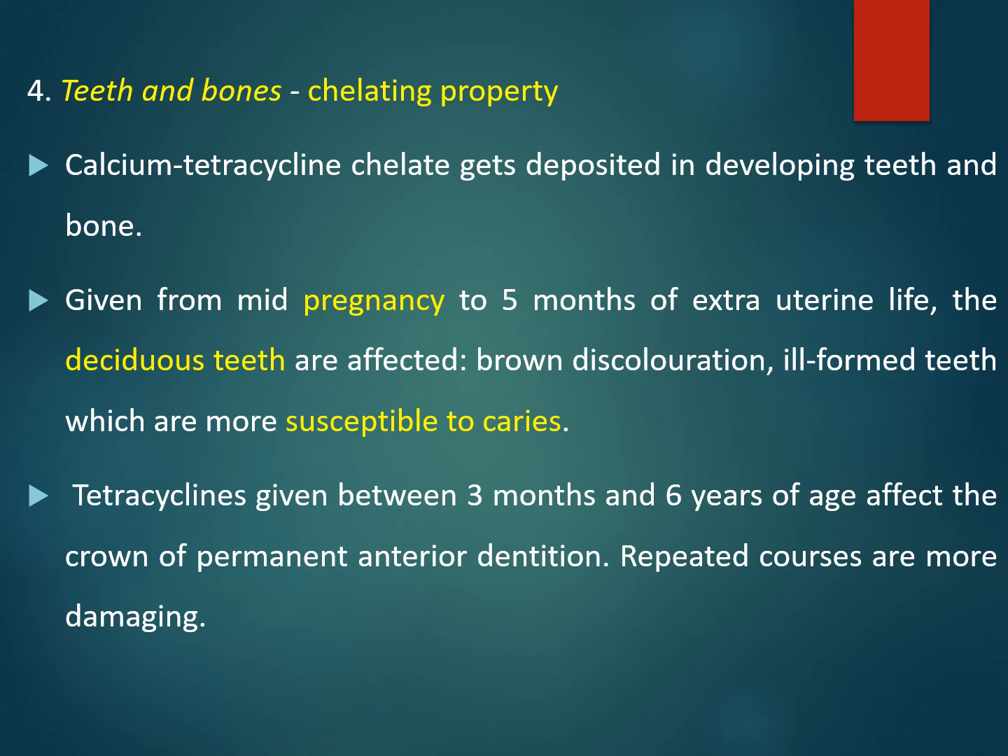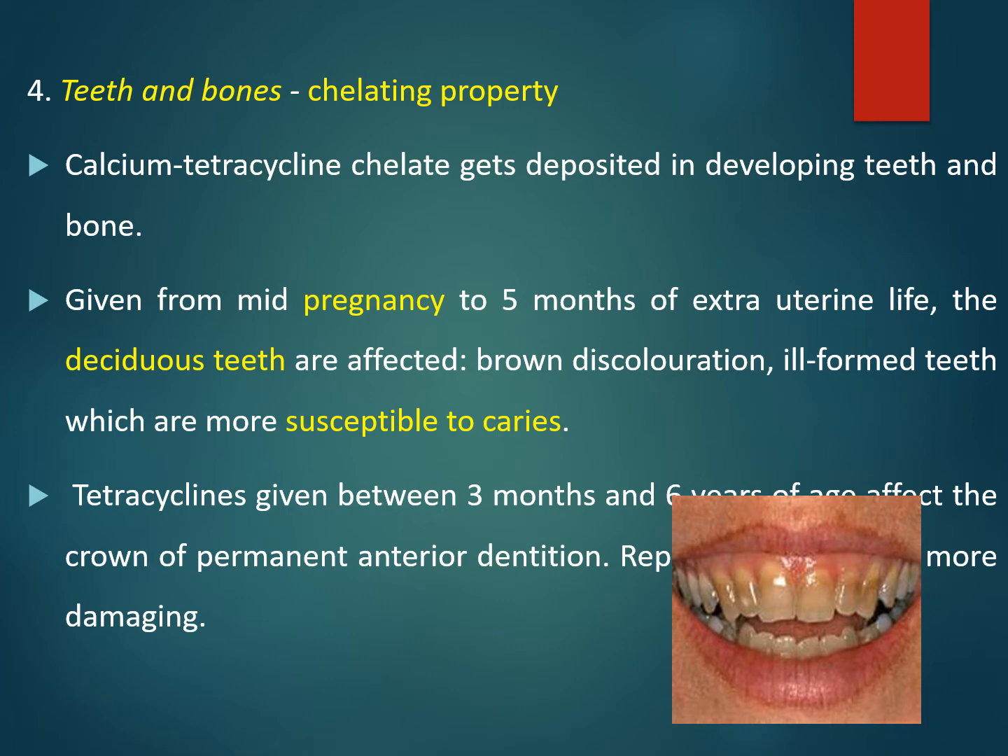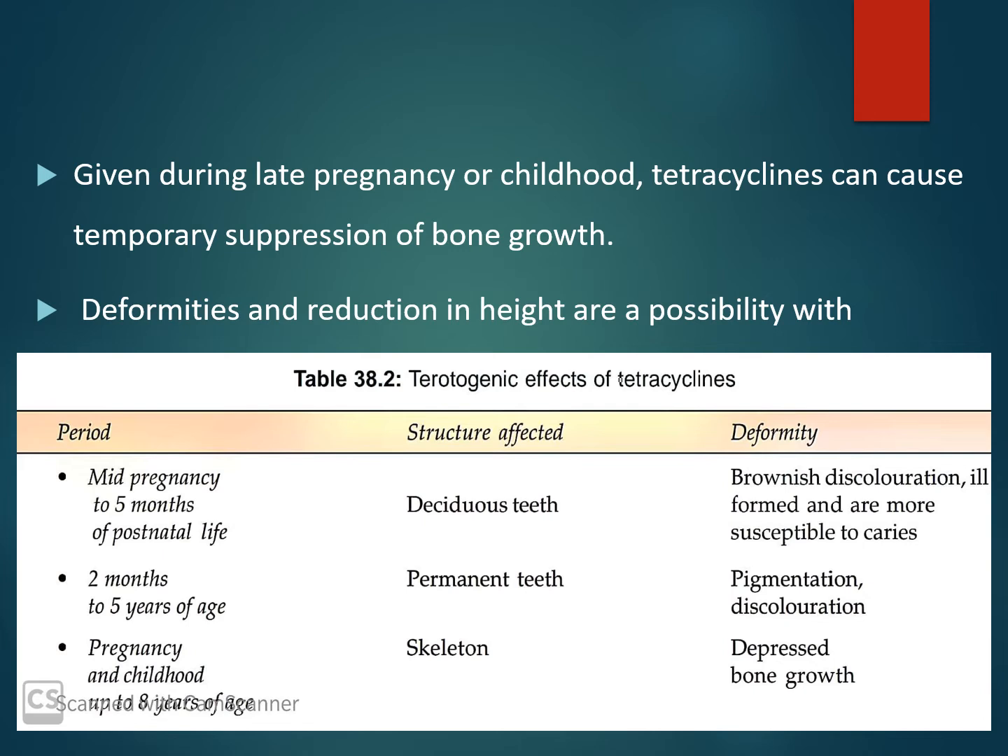Tetracycline given between 3 months to 6 years of age is going to affect the crown of permanent anterior dentition. You are not supposed to use tetracyclines in children, especially less than 8 to 10 years. So here you can see the brownish coloration. So given during late pregnancy and childhood, they can cause temporary suppression of bone growth also. So as I told you, mid-pregnancy to fifth month of postnatal life, the deciduous tooth is going to be affected, brown discoloration. 2 months to 5 years of age, permanent teeth are going to be affected, pigmentation and discoloration. Pregnancy and childhood, the depression of bone growth.